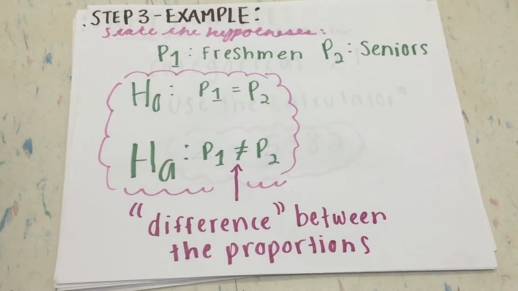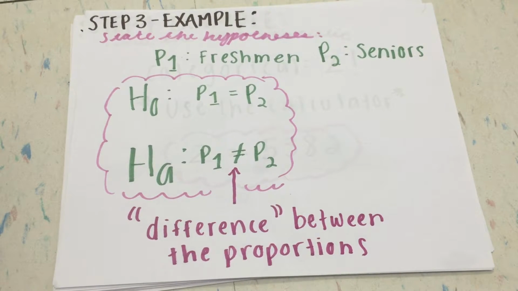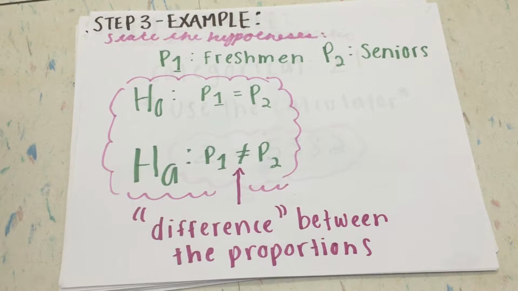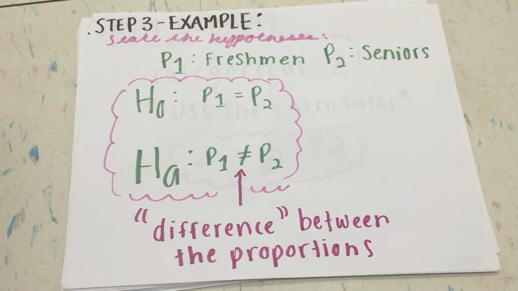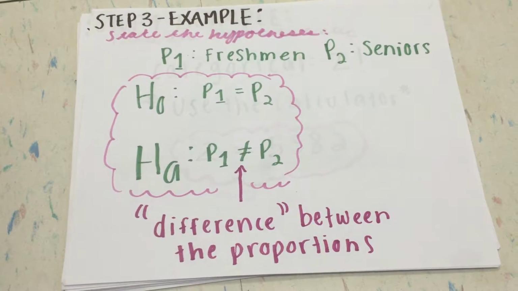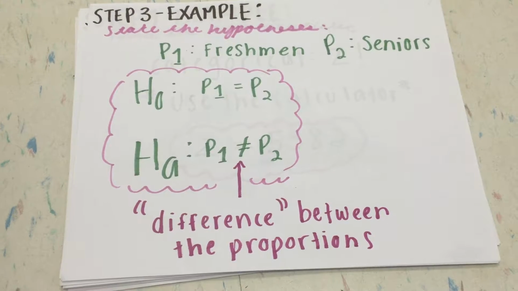Step 3 is to write down our hypotheses. First thing we need to do is label the groups. In this case, P1 is freshmen and P2 is seniors. The null hypothesis is that there is no difference between population and that they are equal to each other. Since the problem is asking if there is a difference between both proportions, the alternate hypothesis would be P1 is not equal to P2.